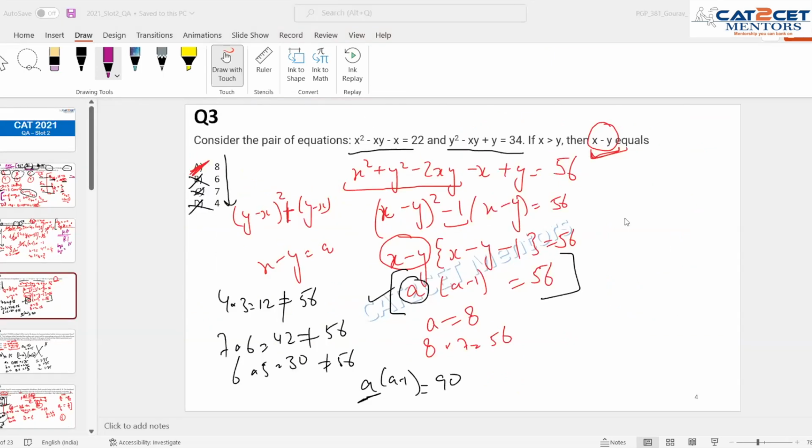This was one of the toughest questions I think slot 2 had. But if you can think that we need to find the value of x minus y, and if we can make a whole square kind of thing. So it was mainly based on logic. If you are able to crack the logic, then this was round 1, otherwise round 2 or round 3.